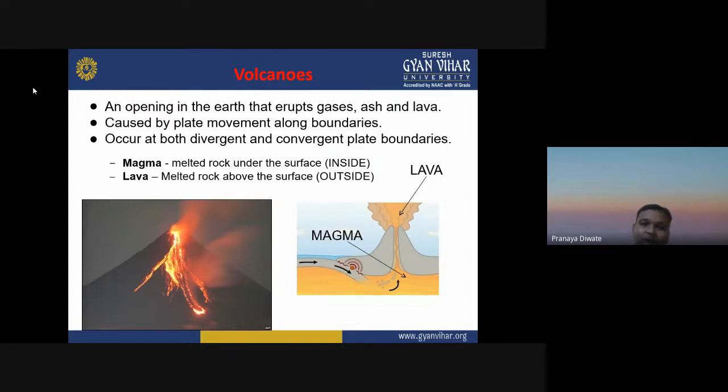Then you have lava. Lava is nothing but melted rock above the surface. That is outside the surface.